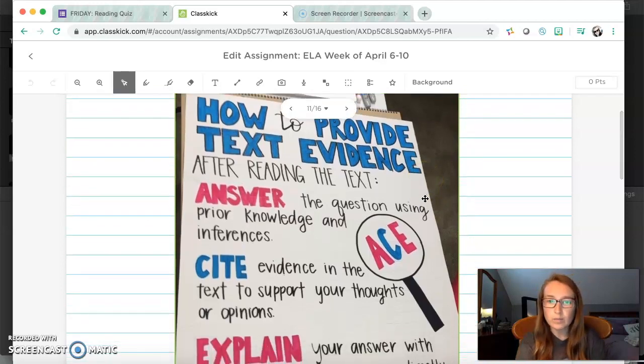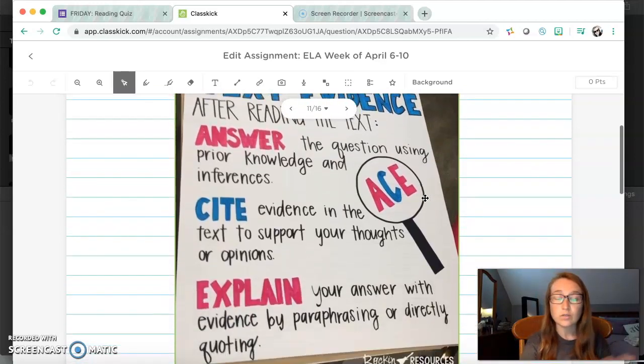So how do we provide text evidence? First of all, of course, we have to read the text first. And then, if you look right here, you can see that we have to answer the question using prior knowledge and inferencing. So that's that schema that we already know, and then make that inference to answer the question the best that we can. And then we have to go into citing evidence in the text that supports our thoughts or our opinions on what we think the answer is.